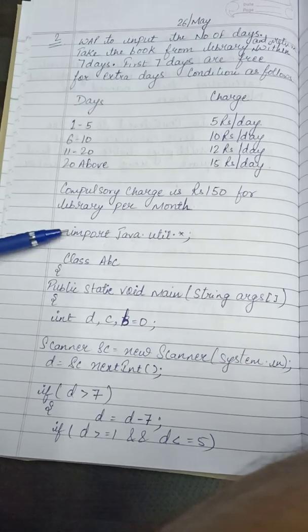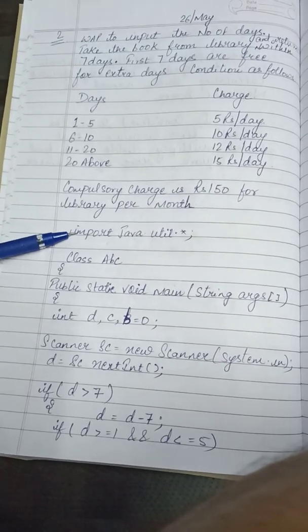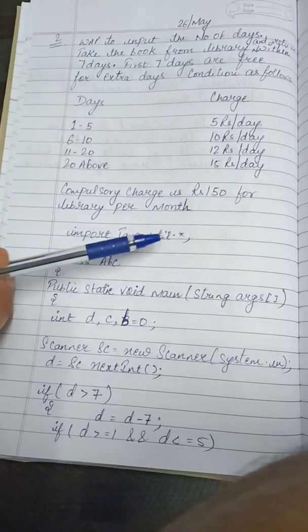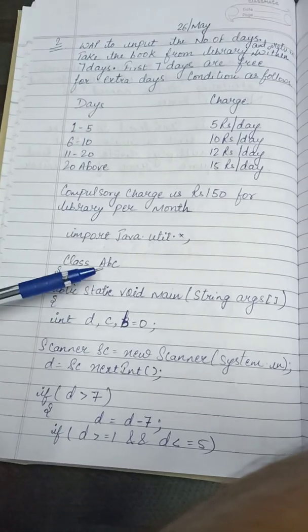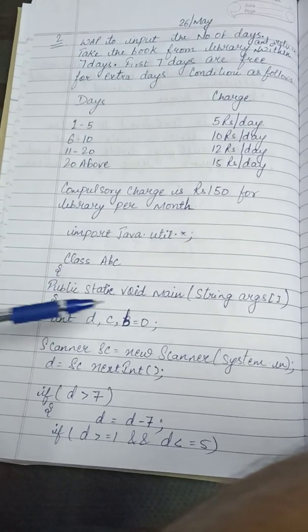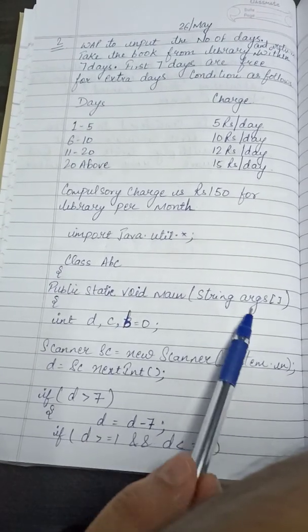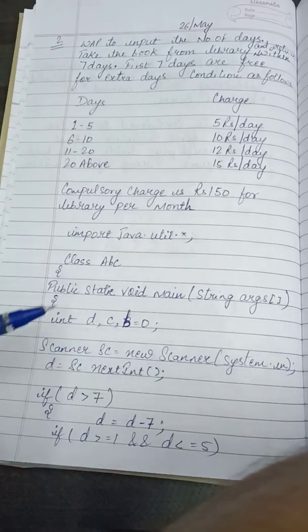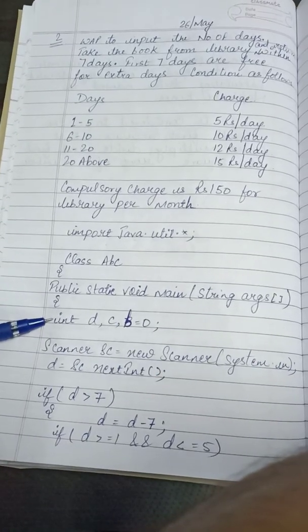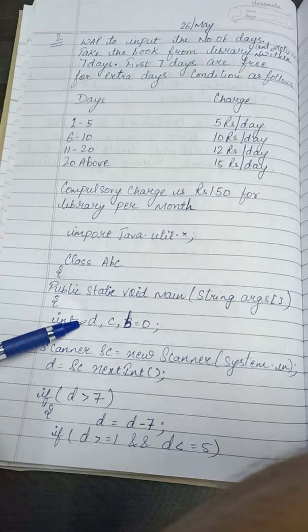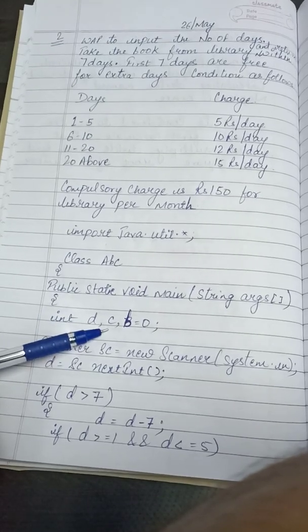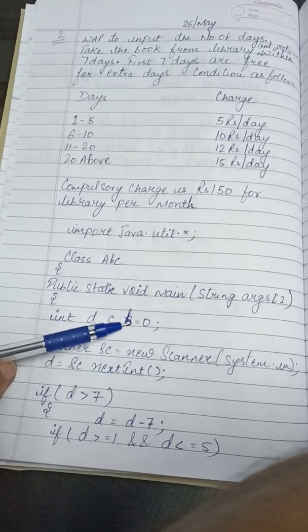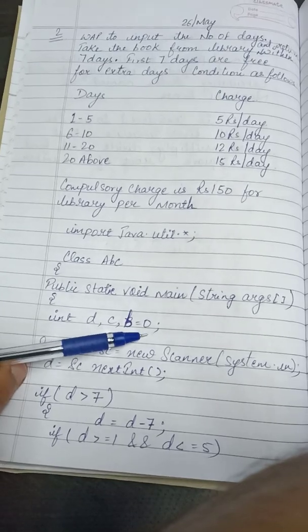Now how will we make this program? You can see import java.util.* class ABC I have taken, public static void main String args. Now we will declare the variables D for days, C for charge, B for bill. I have initialized bill as 0.